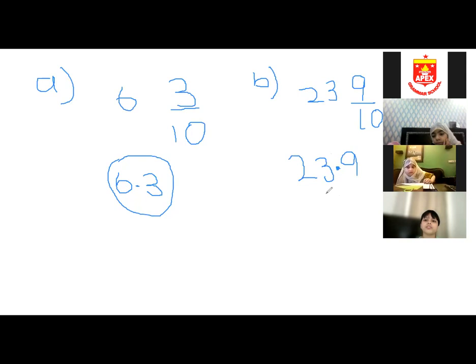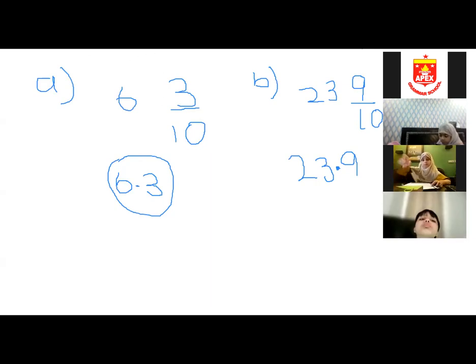So this is the way to write these fractions as decimals. Now you can do the parts of question number 2, A, B, C, D, E, and F by using this method. Okay? Good. So now I'm going to move on.